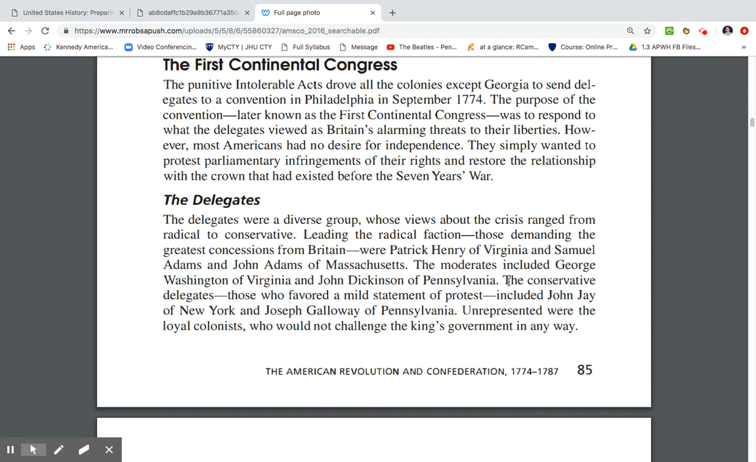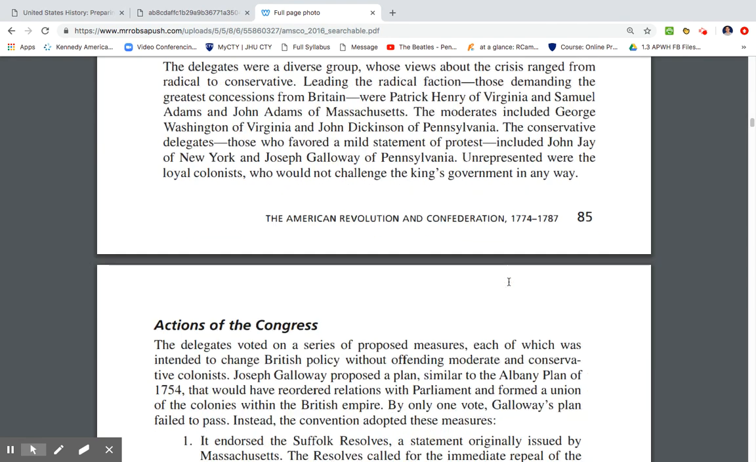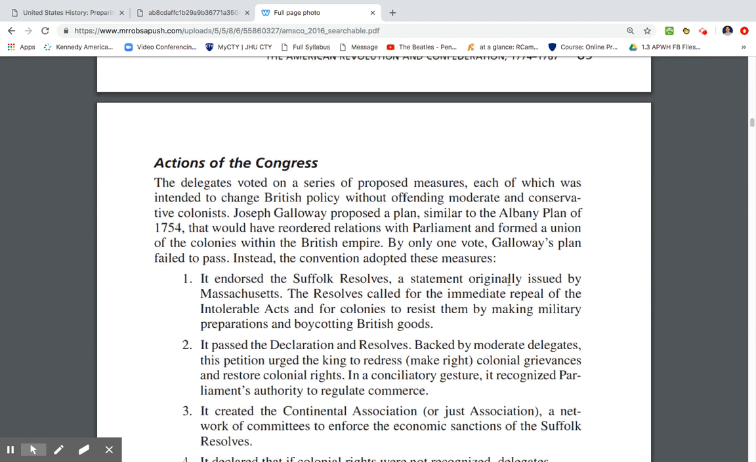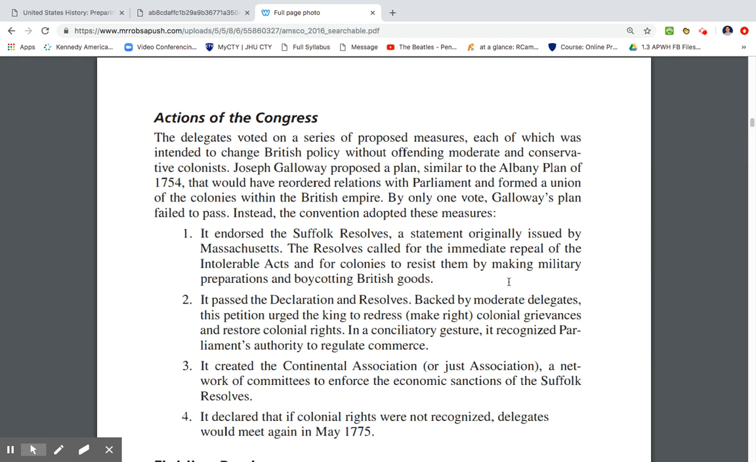So you're getting diversity here. What they mean is you're getting people that are very radical. Henry and the Adams cousins are more likely to go towards revolution. On the other hand, you're getting people that are more moderate. They just want some protest. And then you're getting some people that want very minimal protest. But who's not there, of course, are the Loyalists, people that loved Mother Britain.